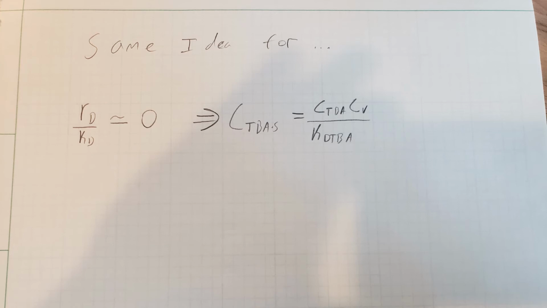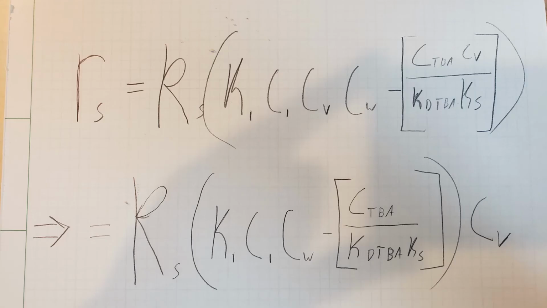Almost exactly the same thing happens here. We have a similar relation for r_D over k_D, which is approximately equal to 0, and we do the same math, and we come to C_TBA.S equals C_TBA C_V over K_D,TBA. Using these two equations that we just derived, we can plug them back into our original equation, and we find r_S equals lowercase k_S, parenthesis, uppercase K_I, C_I, C_V, C_W minus C_TBA, C_V over K_D,TBA K_S. We can pull C_V out to the outside, and we yield this.